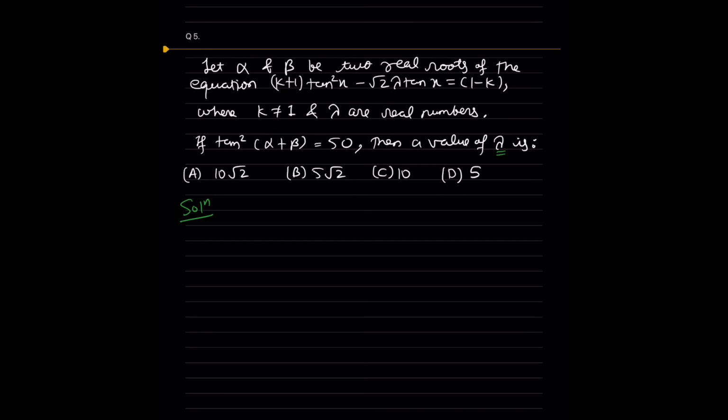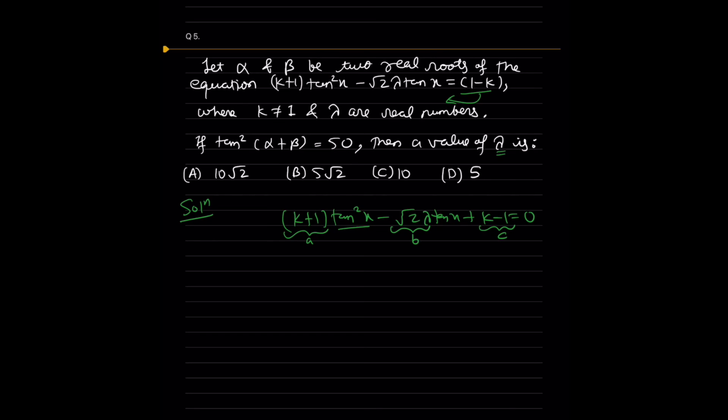So what we can do is first I'll write this equation over here, (k plus 1) tan square x minus root 2 lambda tan x. I can transfer this to the LHS, so I'll get k minus 1 is equal to 0. This is nothing but a quadratic equation in terms of tan x. So over here I can imagine this term to be equal to A, this is equal to B, and this is equal to C. So this is like the standard quadratic equation in terms of tan x.